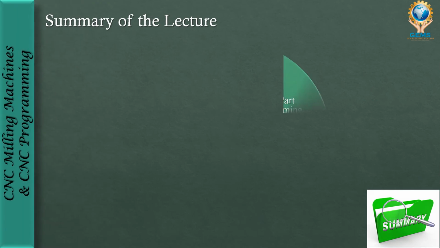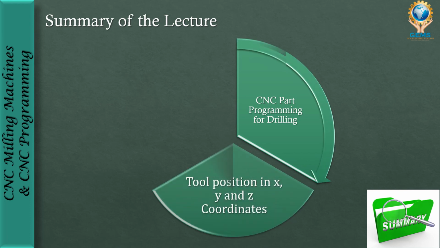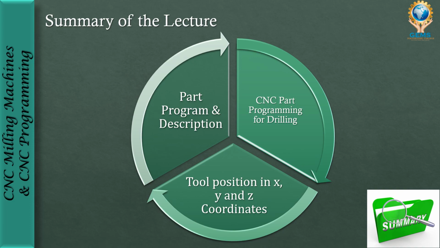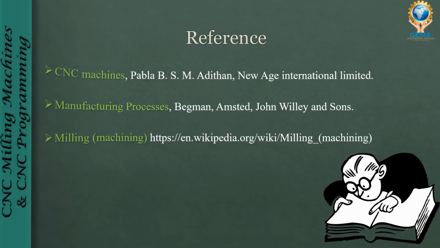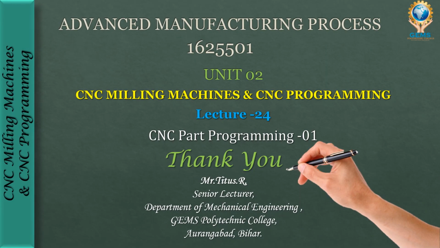So let's see the summary of the lecture. We saw the CNC part programming for drilling, and we saw the tool position in X, Y and Z coordinates, and we saw the part program and the description. This is the reference which I used. And thank you, students. In the next classes we will see four more different programs which we use in CNC milling machines. Thank you.